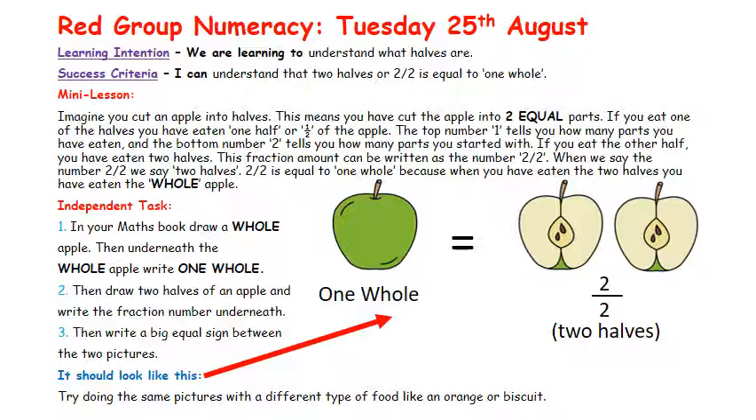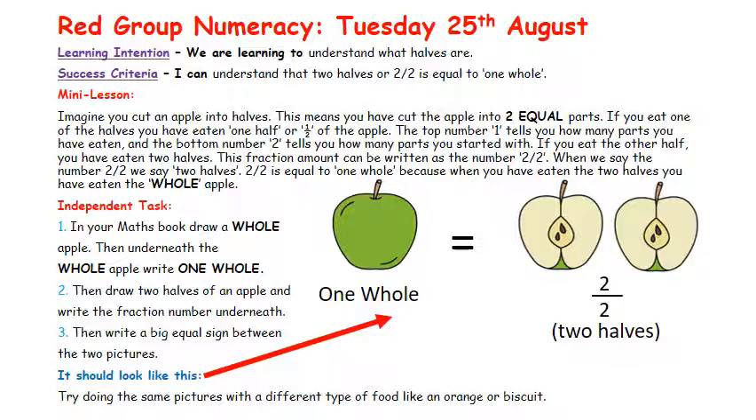If you eat the other half, you have eaten 2 halves. This fraction amount can be written as a number. When we say the number, we say 2 halves. 2 halves is equal to 1 whole because when you have eaten the 2 halves, you have eaten the whole apple.